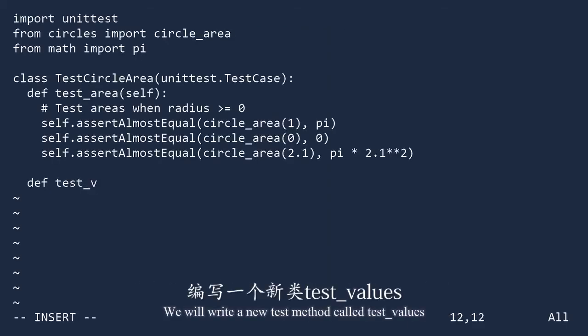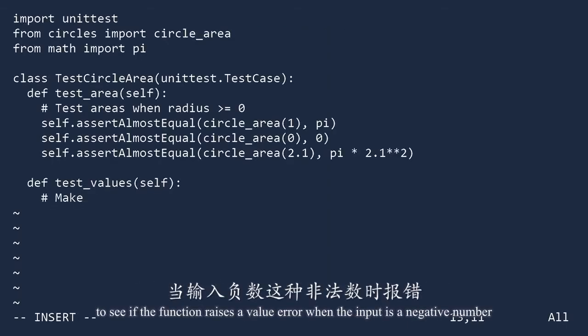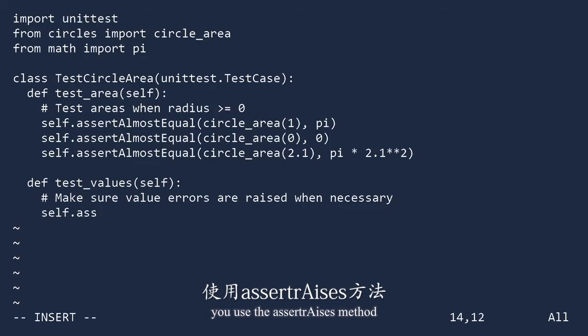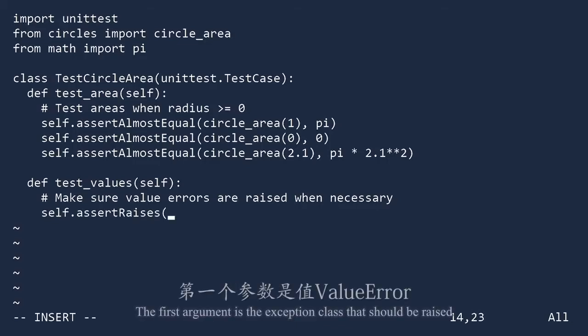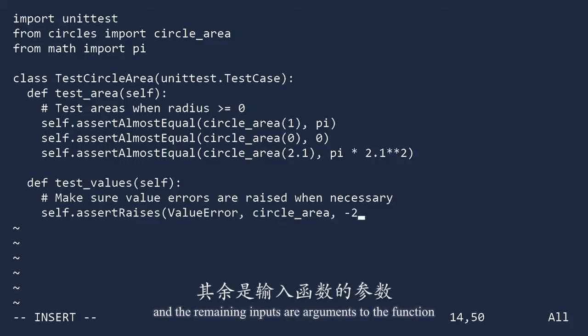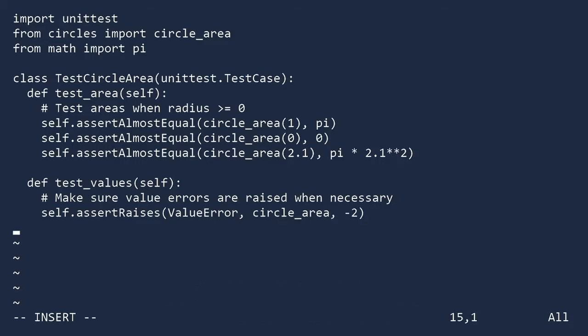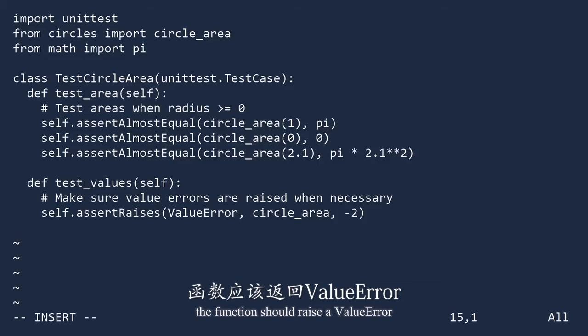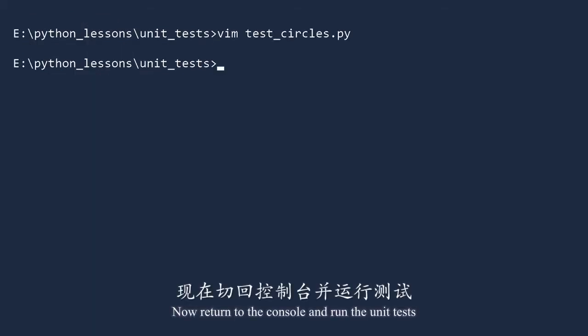We will write a new test method called testValues to see if the function raises a value error when the input is a negative number. To check that an exception is raised, you use the assertRaises method. The first argument is the exception class that should be raised. The second argument is a function. And the remaining inputs are arguments to the function. In this case, if we try to compute the area of a circle with radius -2, the function should raise a value error. Now return to the console and run the unit tests.